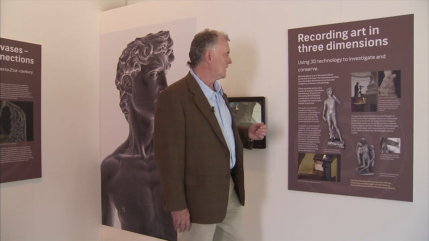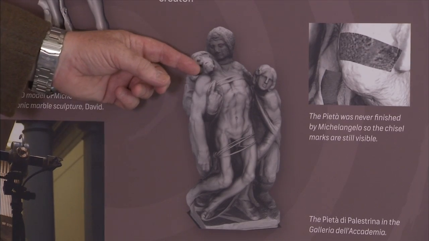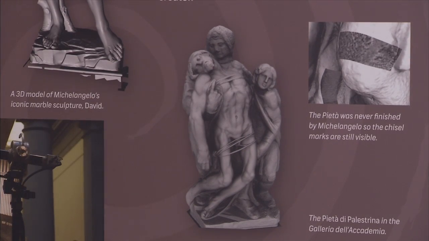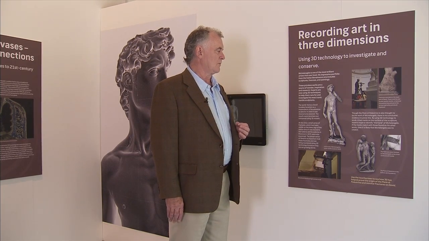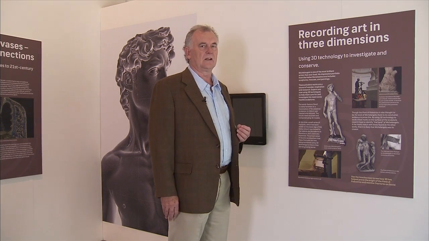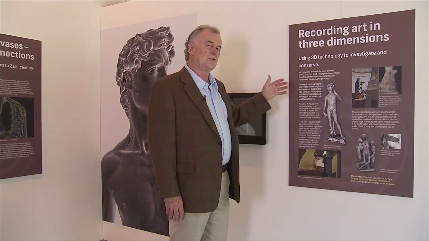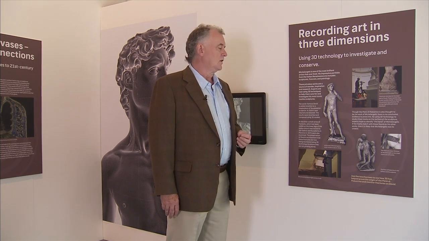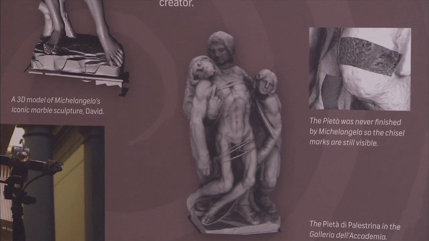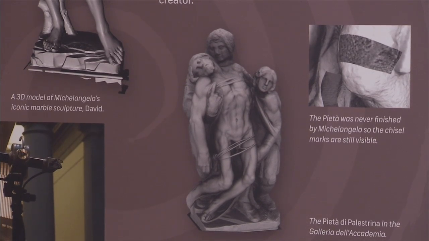The second statue is the Pieta di Palestrina, which is a statue which was originally attributed to Michelangelo, but they're not sure whether or not the predominant amount of work might have been done by a pupil rather than Michelangelo himself. And so they've been trying to analyze the structure of the chisel marks on the statue to see whether or not it is in line with Michelangelo's style.